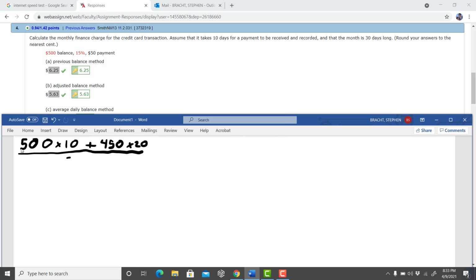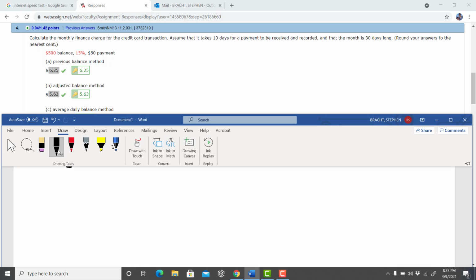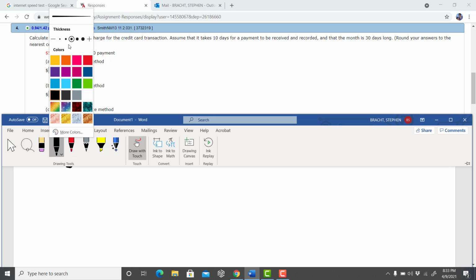Not sure what's wrong with my pen. Let me see if I can figure this out here. Drawing tool. Maybe a finer tipped pen. Okay.